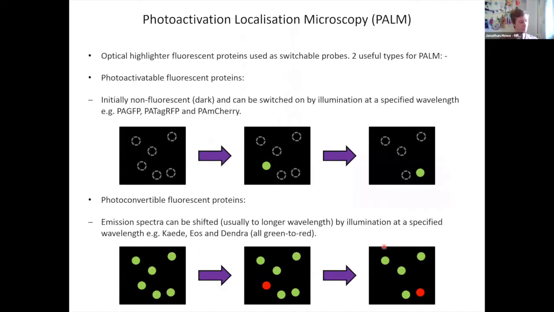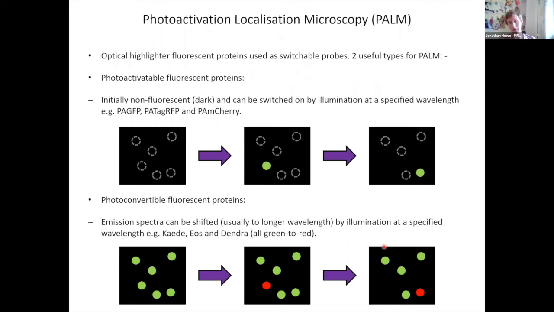So as I mentioned, there's a few different super resolution techniques that fall under the category of localization microscopy. One of them is called Photoactivation localization microscopy, and this uses optical highlighter fluorescent proteins. These are fancy fluorescent proteins, derivatives of GFP and mCherry and the like, whose photophysical properties you can basically control. You can control whether or not they are on or not, or what color they are.